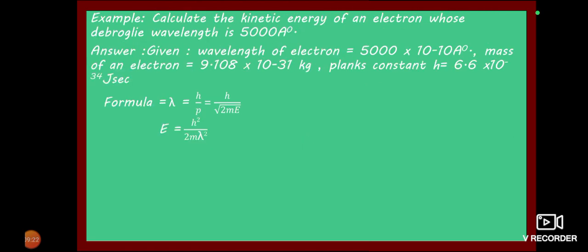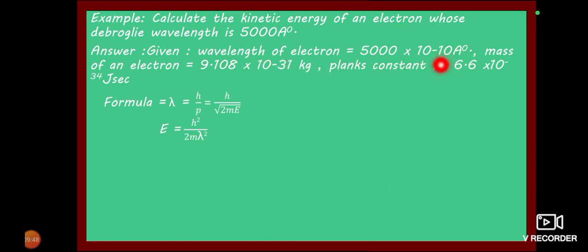So students, one more example is there, and this example is for you: solve this example for practice. Calculate the kinetic energy of an electron whose de Broglie wavelength is 5000 angstrom. So you have to calculate kinetic energy. Here, note down whatever given things are there.